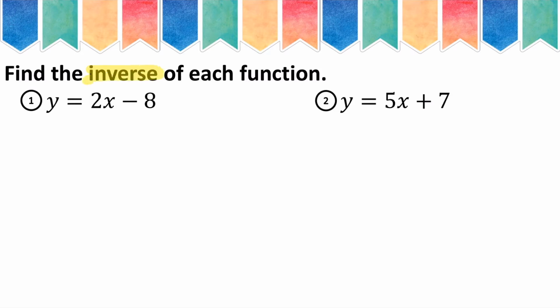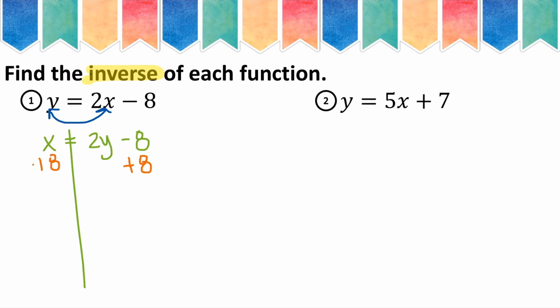Remember that an inverse is when we switch x and y. So I will trade places of x and y. So this first problem will become x equals 2y minus 8. And now our job is to get the y by itself. So to get y by itself, I will start by adding 8 to each side. 2y comes down. x plus 8 is simply x plus 8.